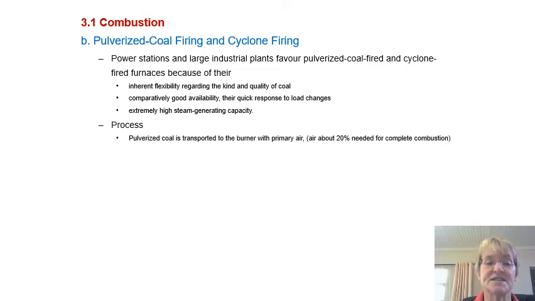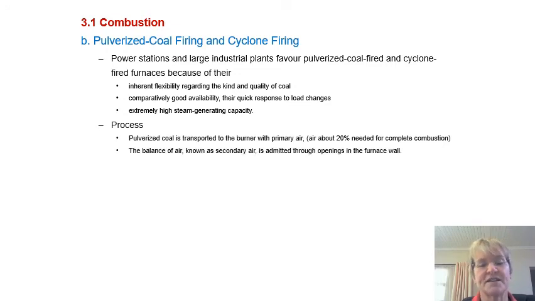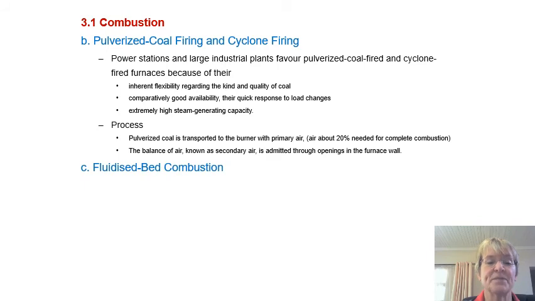The process is taking place sort of like the stoker firing. The pulverized coal is transported to the burner with the air, but only 20% of the air that's eventually used for the complete combustion is initially entered with the coal. The other balanced part of the air comes from the furnace walls inside during the process.